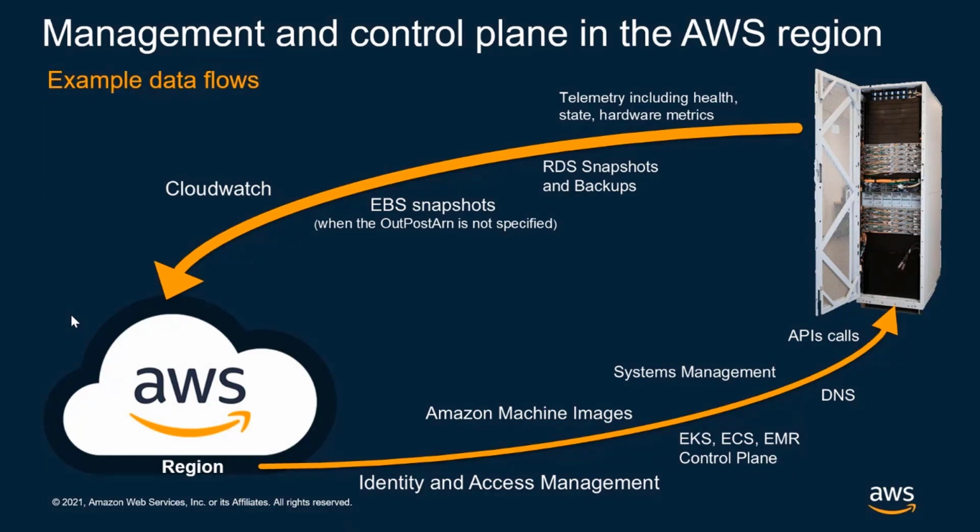So if you look at Outpost, because it's a managed service, it's sending telemetry back to the home AWS region so that we can monitor the health, the state, and hardware metrics. As part of that managed service, we want to make sure that everything's operating properly, and we use this telemetry data to do so. It also sends CloudWatch metrics back to the region so that you can have auditability of what happens on the Outpost.